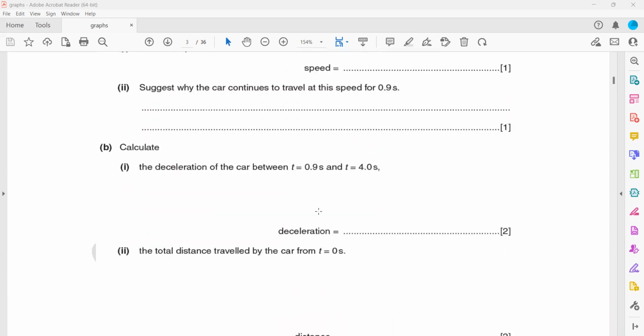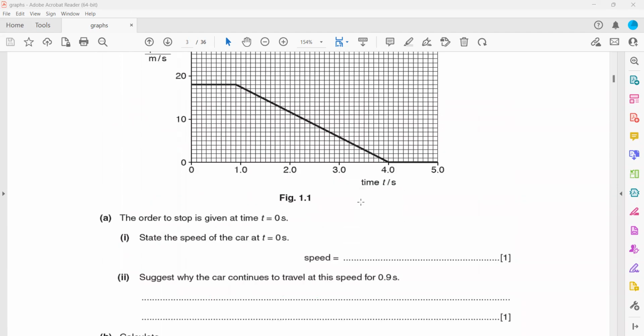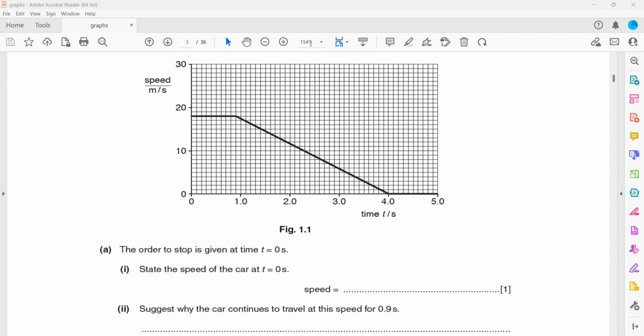Calculate the deceleration from 0.9 to 4 seconds. Because it's a straight line, there are two ways to calculate the acceleration or deceleration. It's up to you which one you find easy. You can use the formula for the gradient, or you can use the formula for acceleration or deceleration.